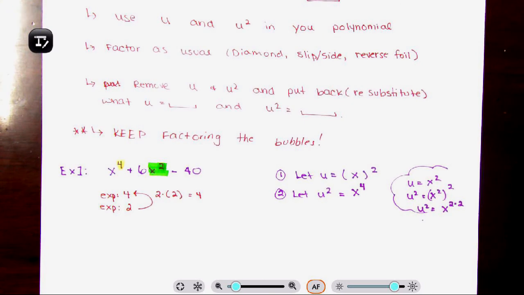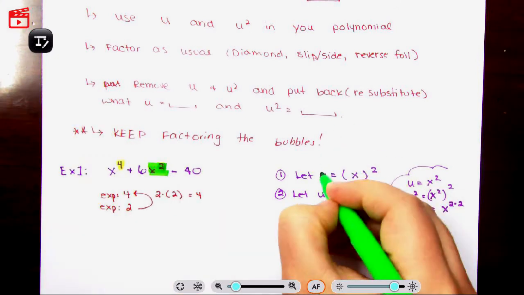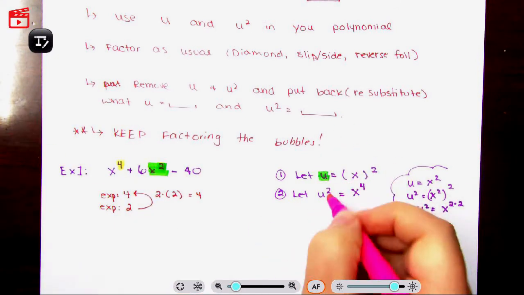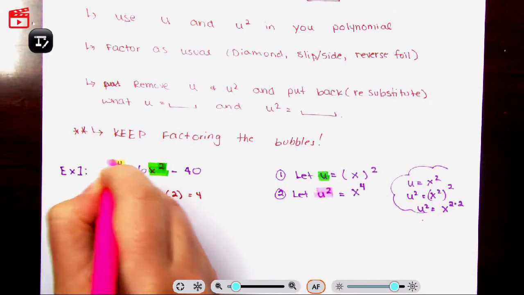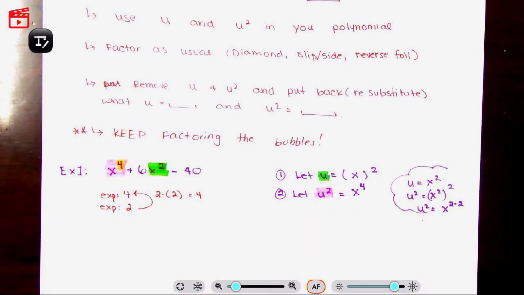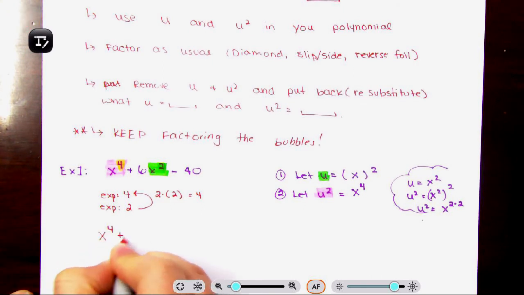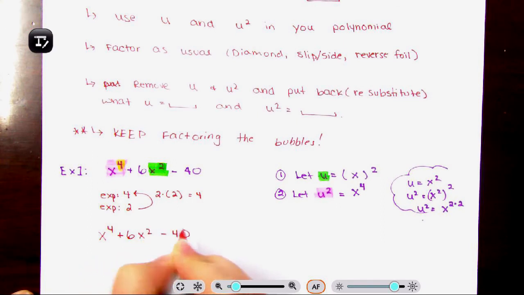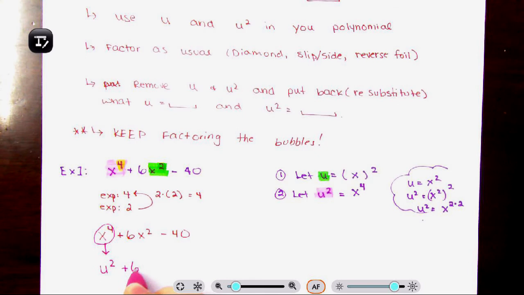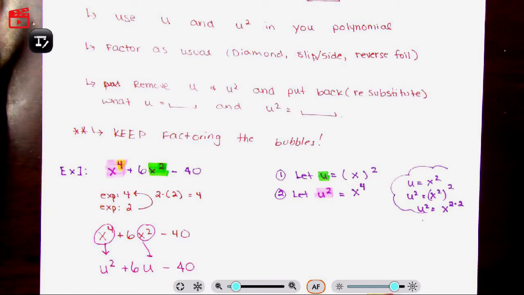So what am I doing with that information? I have U, and then I have U squared. I'm going to replace in my polynomial. I'm going to use the U and the U squared in my polynomial. I'm going to substitute that. So instead of saying x to the 4th plus 6x squared minus 40, I'm going to say I have U squared plus 6 times U minus 40.